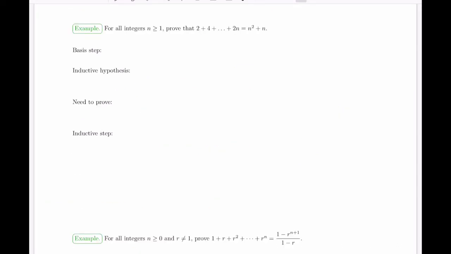Next up, we have the example that says to prove that for all integers n greater or equal than 1, we have 2 plus 4 plus 6 plus 8 and so on all the way up is equal to n squared plus n.